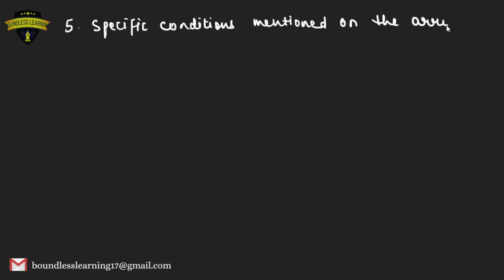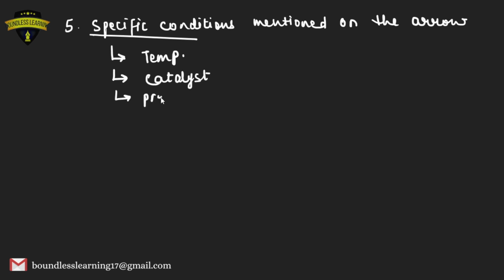Next one is the specific conditions in which the reaction is taking place. The specific conditions are mentioned on the arrow. Now, what could be these specific conditions? These specific conditions could be temperature, then presence or absence of a catalyst, or pressure conditions in which the reaction is taking place. So these are all the specific conditions.